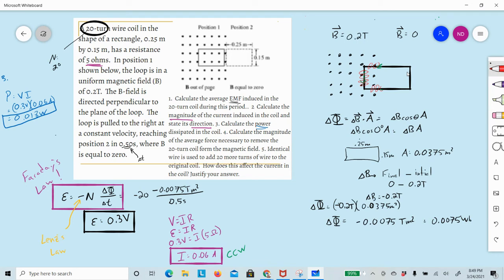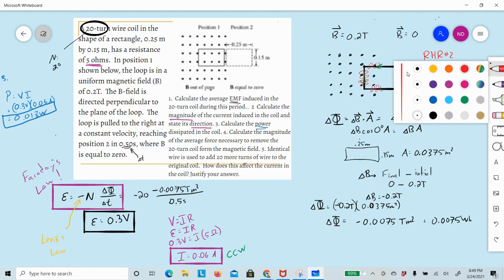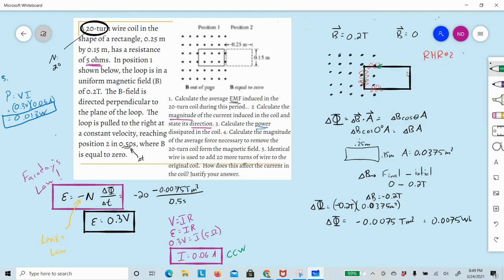Now these two fields are going to interact, and we can use our right-hand rule number 2, or right-hand rule flat. Current is going one way, so across the current there's going to be a magnetic force. Let's say we have a positive charge. If the current is the flow of positive charge, conventional current, we've got positive charges moving this way. Over here, we're going to have positive charges moving that way.